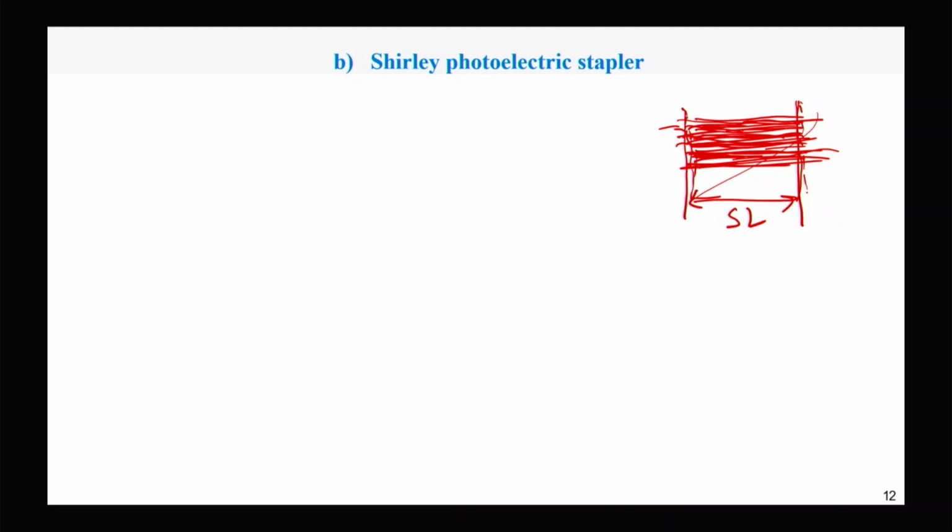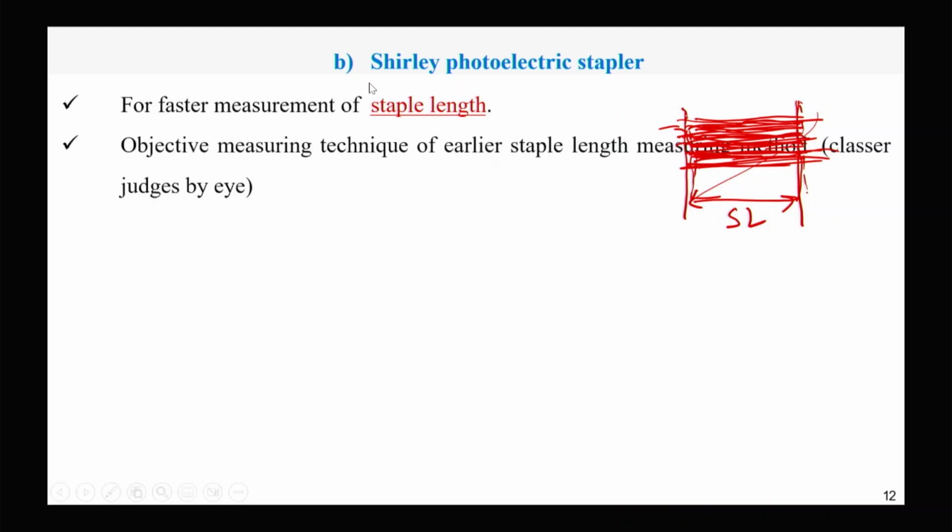So an automated version of the hand stapling method is there, which is the Suter photoelectric stapler. It's a faster measurement technique, and there is no subjectivity. Objectively we can measure, so variability is least.